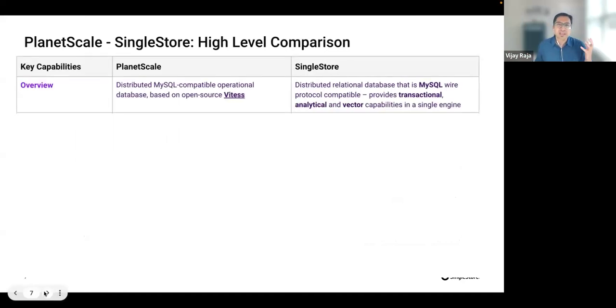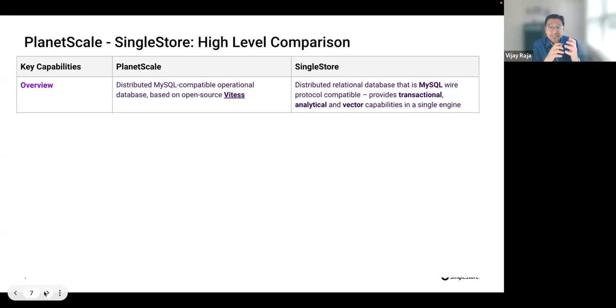In terms of key capabilities, in terms of the overview, PlanetScale is a distributed MySQL compatible operational database that's based on the open source Vitess platform, right? That's what PlanetScale provides. If you compare that to SingleStore, SingleStore is also a distributed relational SQL-based database that is MySQL wire protocol compatible, which means anything that works with MySQL and any queries automatically works with SingleStore. But here is where it gets different.